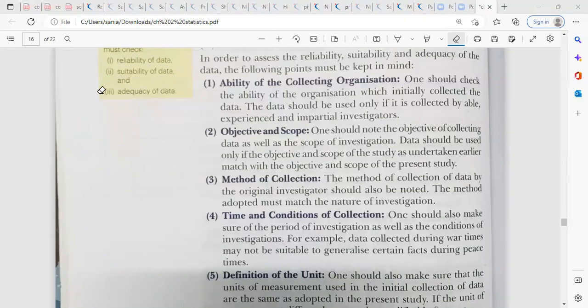For example, if it is a government organization or a public organization, you can check the remarks and everything, so that you can use the data from that website.